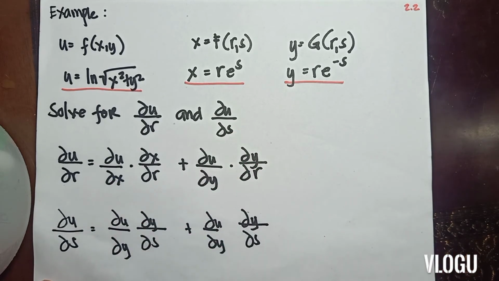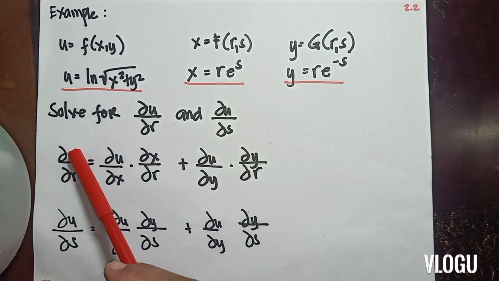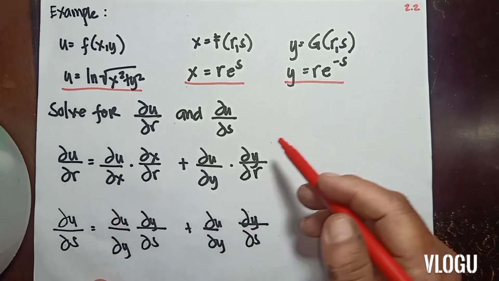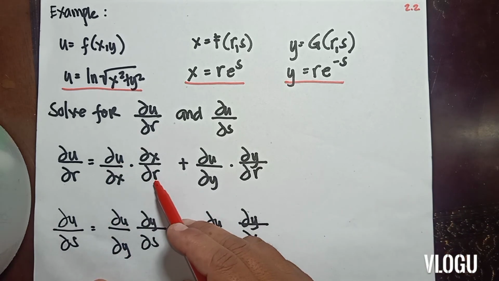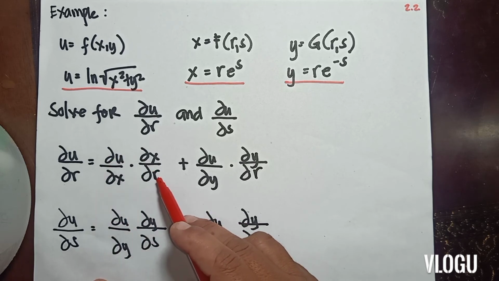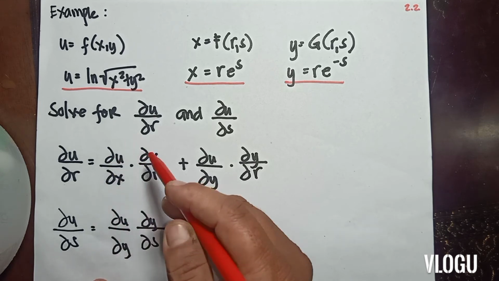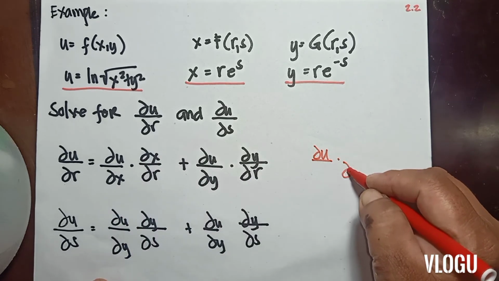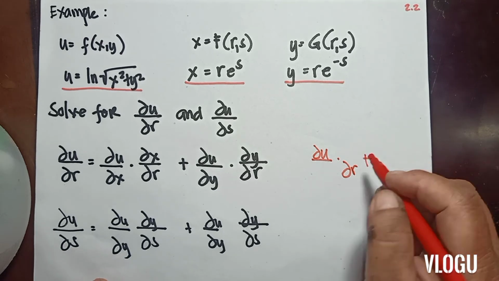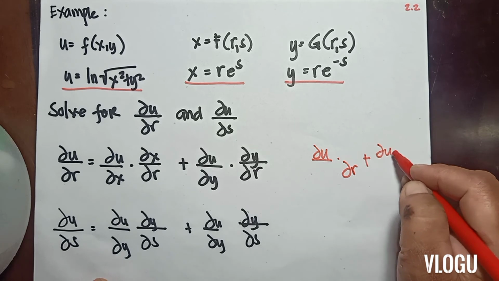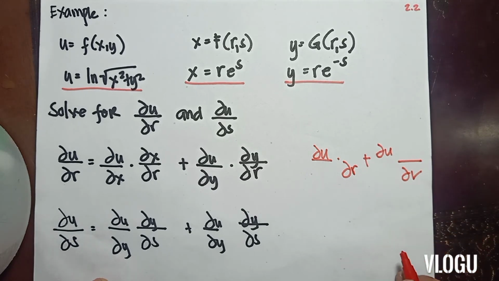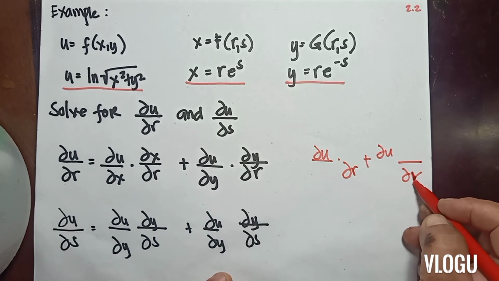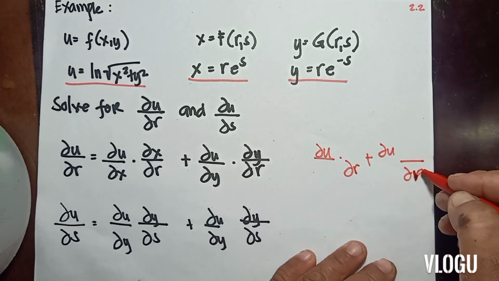So how do we solve for the partial derivative of u with respect to r? How do you write that? You write first ∂u/∂r, the partial derivative of u over ∂r here. You are looking for ∂u/∂r. Okay. So, since you're solving for ∂r, okay.